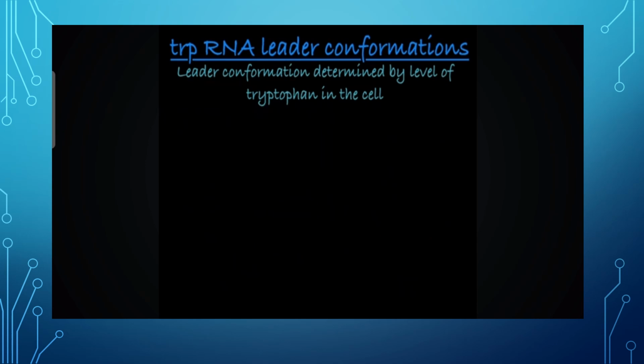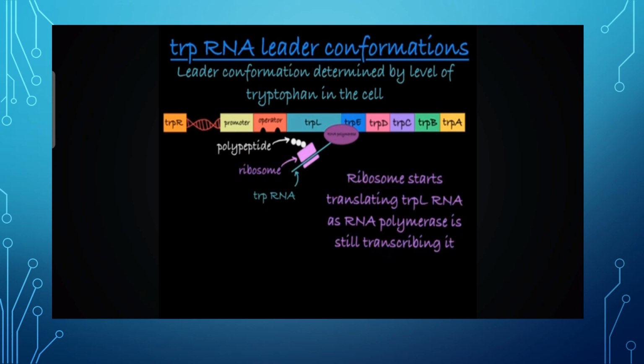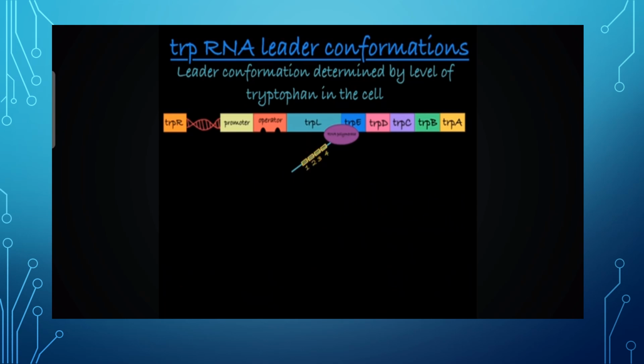So how does the presence or absence of tryptophan dictate the shape of the RNA leader strand? As a reminder, in prokaryotes, translation can start on RNA that is not completely transcribed yet. So as the RNA polymerase is completing transcription, a ribosome can attach to the RNA already produced and start building protein. This is called coupled transcription translation. The key to this whole attenuation process is the sequence right at the beginning of the leader.